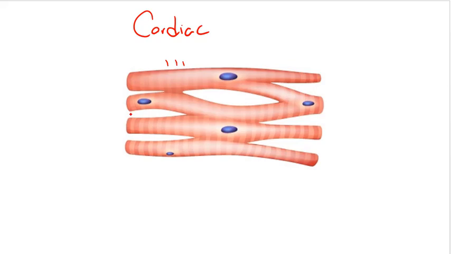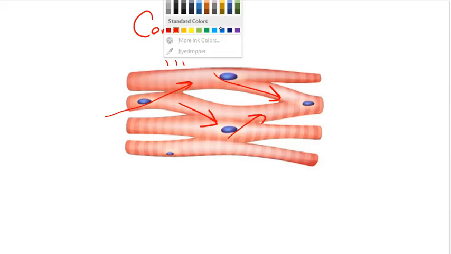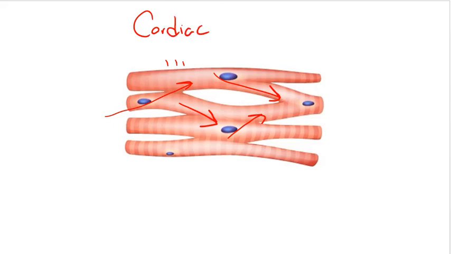Now, cardiac muscle has a couple of pretty cool characteristics. The first is, see how the cells branch and merge into one another? Well, at each of the junctions where these cells merge, there's a structure called an intercalated disc. These branches and the discs help to rapidly stimulate all of the cells simultaneously.